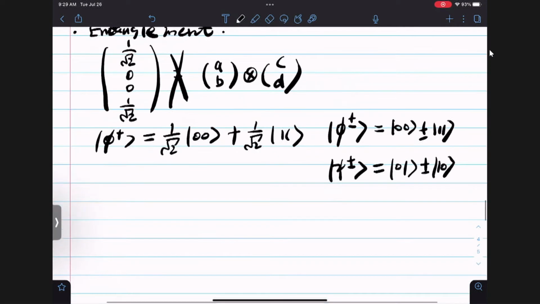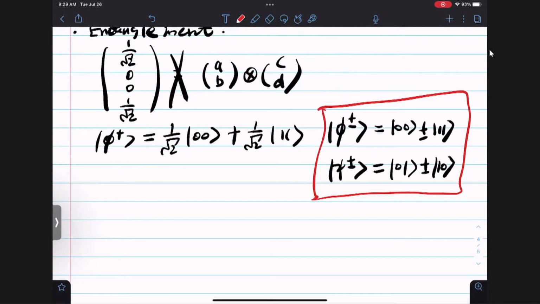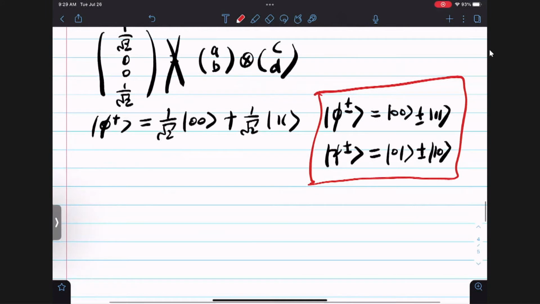So these 4 states are particularly interesting. For one thing, they form a basis. For another, they are going to be interesting in quantum information in a lot of different places. So they are actually called the Bell states.